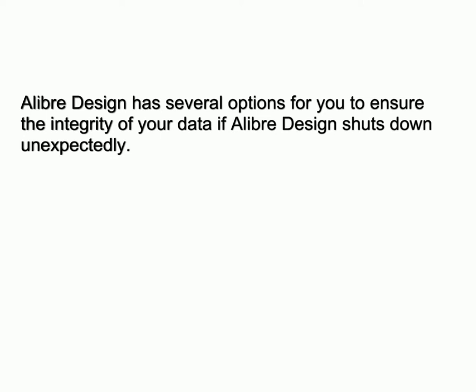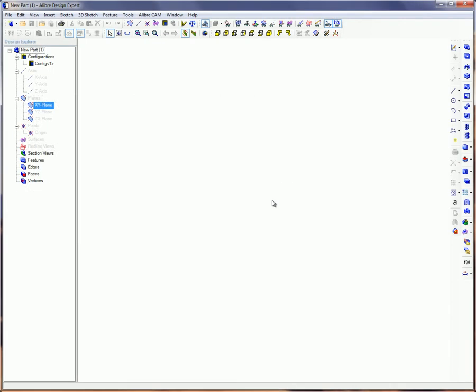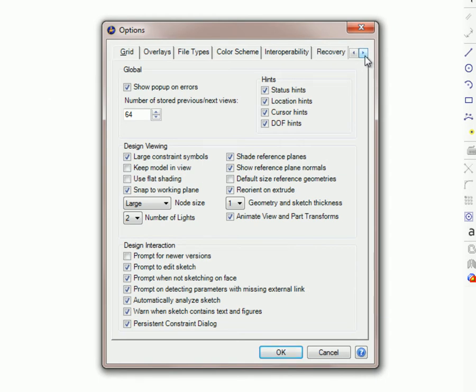Alibre Design has several options for you to ensure the integrity of your data if Alibre Design shuts down unexpectedly. One of them is the option to save recovery data with the auto recovery feature, so you can retrieve designs that were not saved normally. To open the auto recovery dialog box, go to Tools, Options, and Recovery.